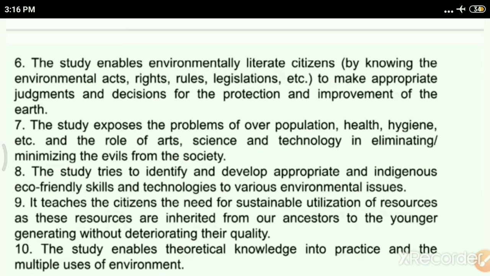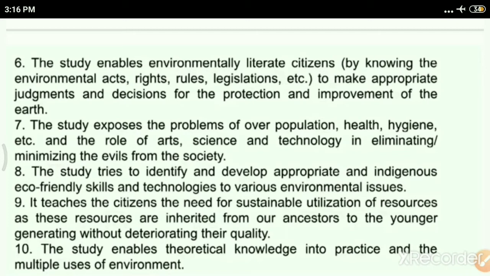Again, what is exactly meant by the scope? Scope means what? The area in which you can work and you can improve yourself and you can improvise the social life of human beings and animals and plants. So everything will be improved. So that comes under the scope.